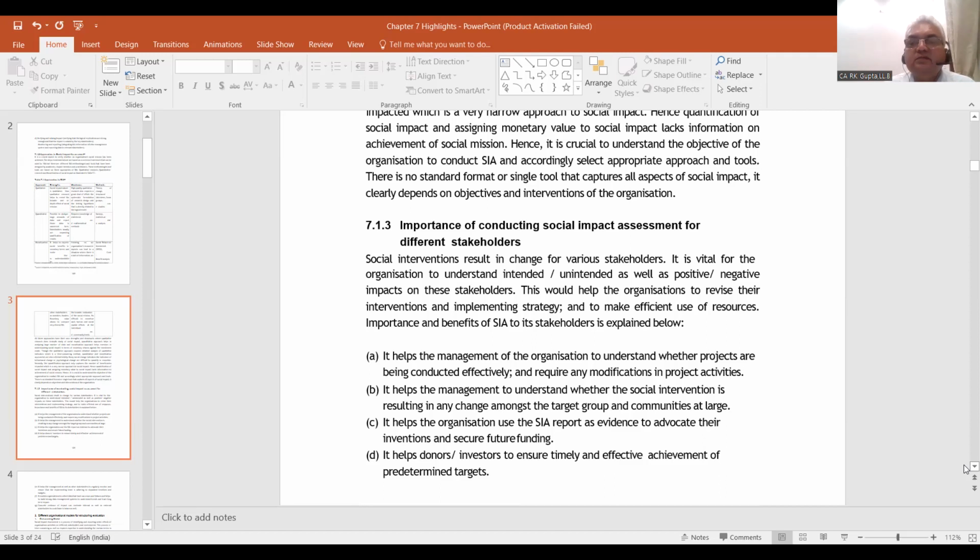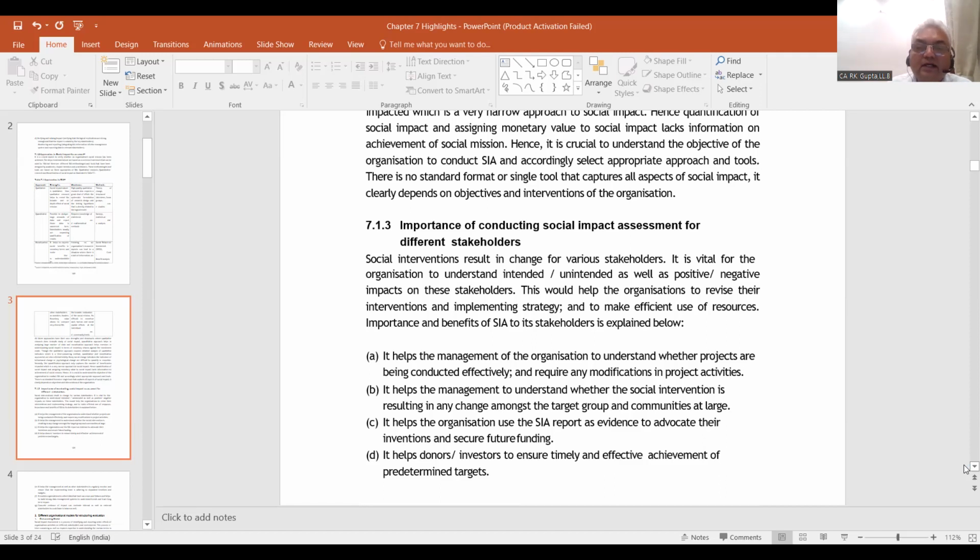First of all, it helps the management of the organization to understand whether projects are being conducted effectively and require any modifications in project activities. So first of all, the management or the efforts can be modulated accordingly. So those who are charged with the management of the organization, they can understand through these quantitative, qualitative or monetization approaches whether the projects are being conducted effectively and whether they require any modification.